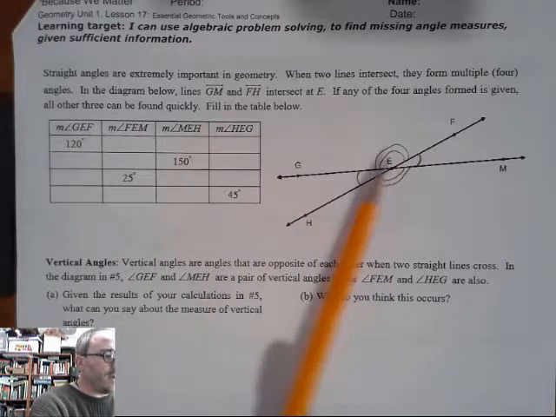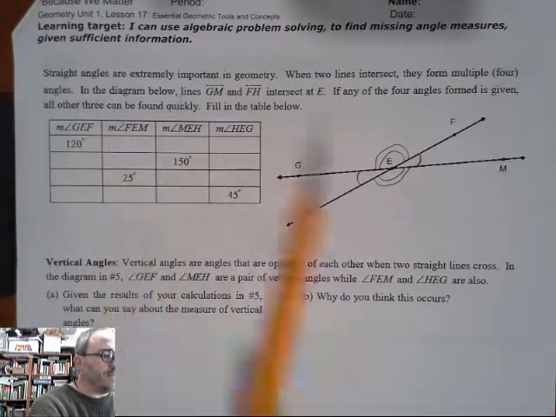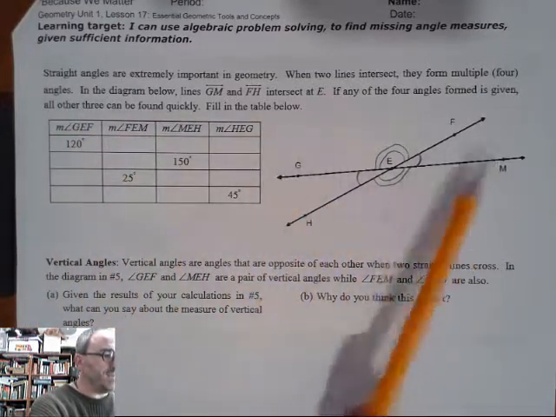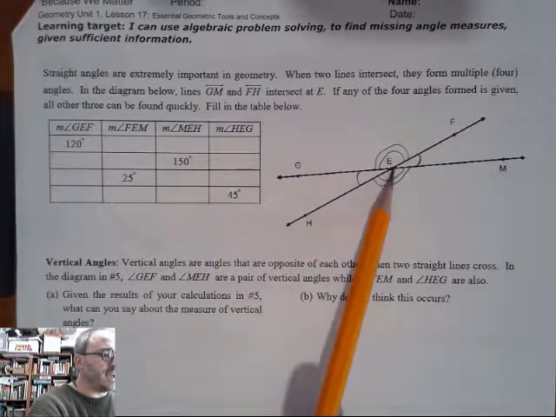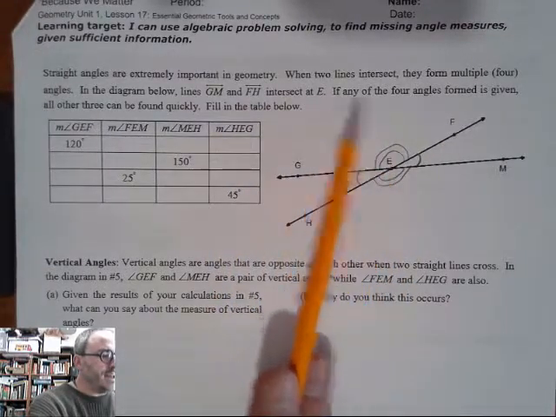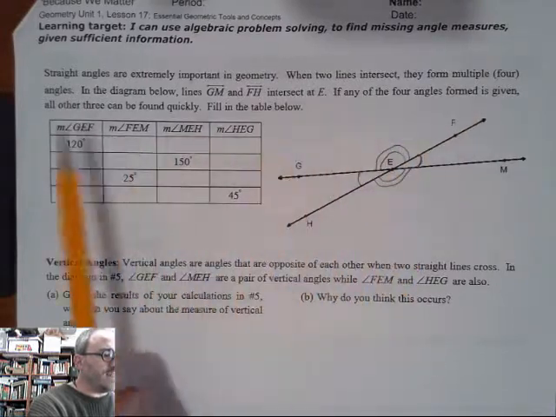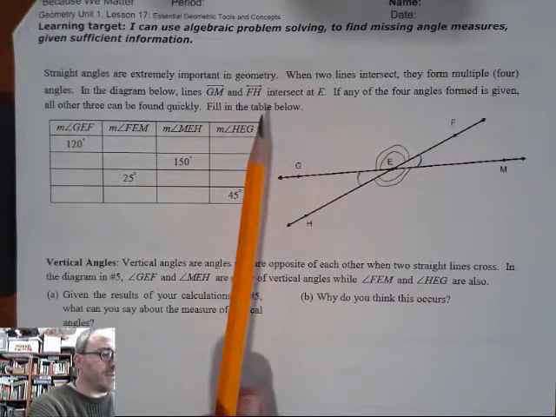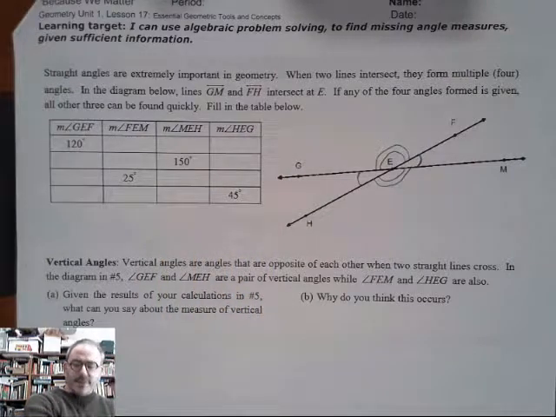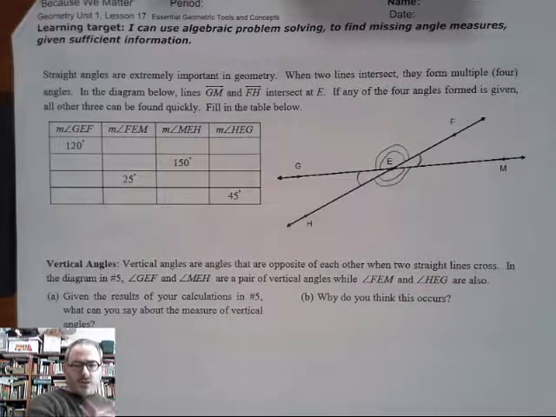So we have our 4 angles here. In the diagram below, lines GM and FH intersect at point E. If any of the 4 angles formed is given, all other 3 can be found quickly. Fill in the table below. And so remember what we said about vertical angles. Vertical angles are always congruent.